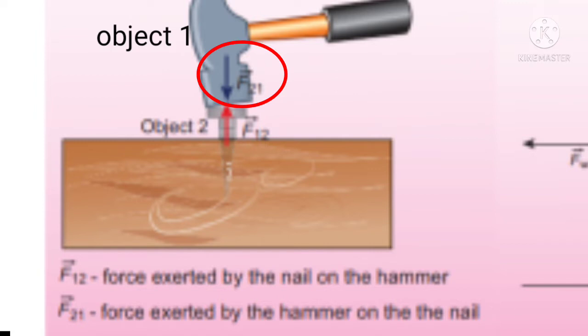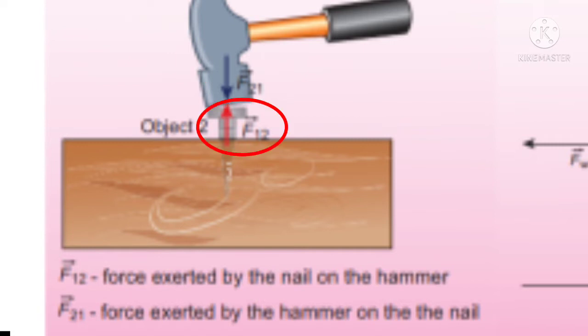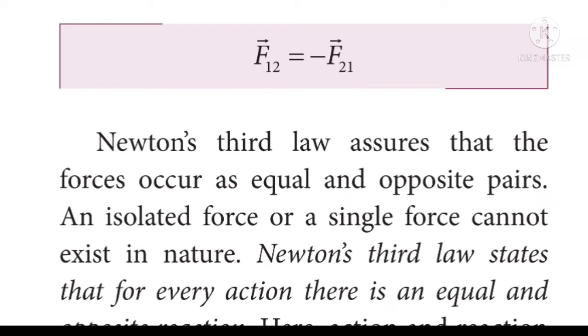So here, F21 vector is what? The force exerted by object 1 on object 2. F12 vector represents what? The force exerted by object 2 on object 1. These forces must lie along the line joining the two objects. The equation for Newton's third law of motion is written as F12 vector is equal to minus F21 vector.